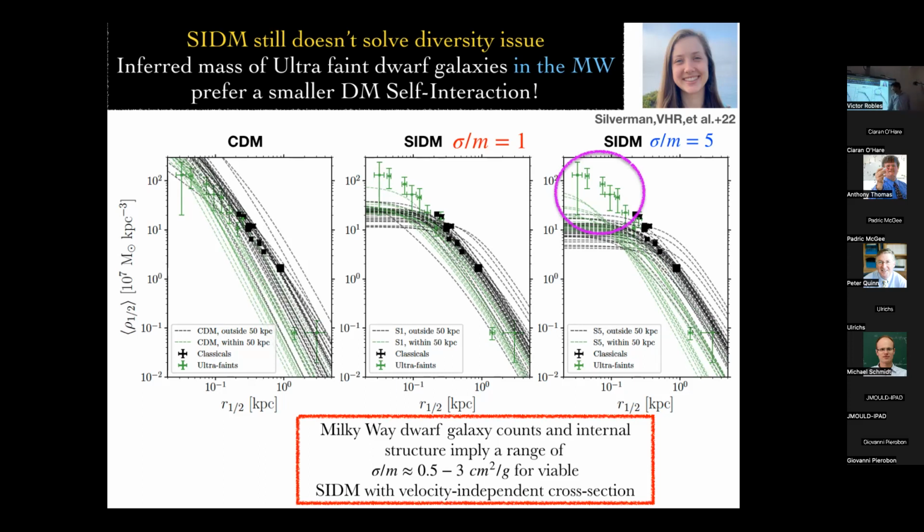Again, if you look at all these different constraints from the internal structure and the abundance, you can already see that it's roughly about 0.5 to 3 in cross section over mass. This is the regime where you can expect some viability for this type of dark matter to be consistent with these observations. So in that sense, this is a very narrow range in the parameter space that I showed at the beginning, because this is already quite constraining.